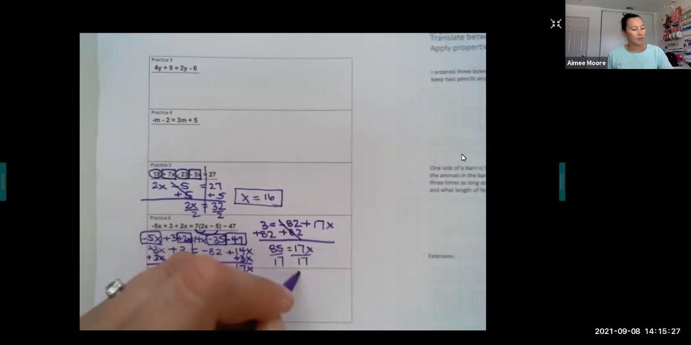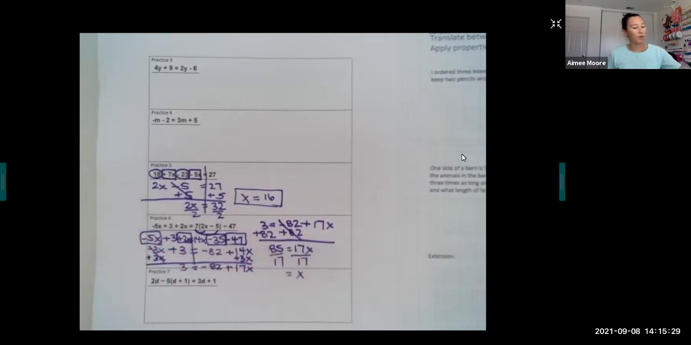Divide both sides by 17. I'm wondering if it's 5. Let's see, 85 divided by 17. Yep, it's 5.